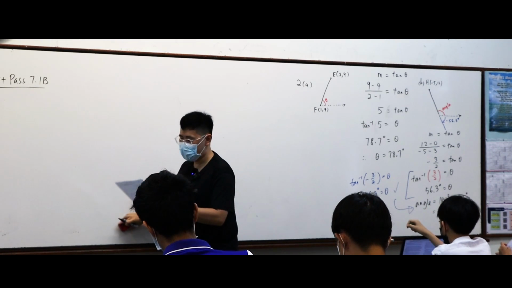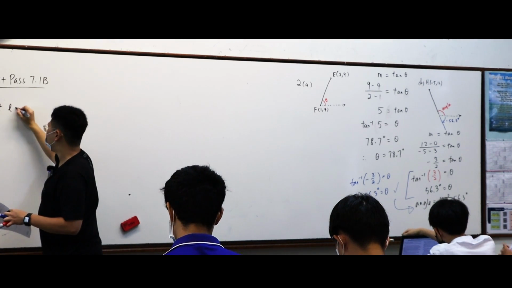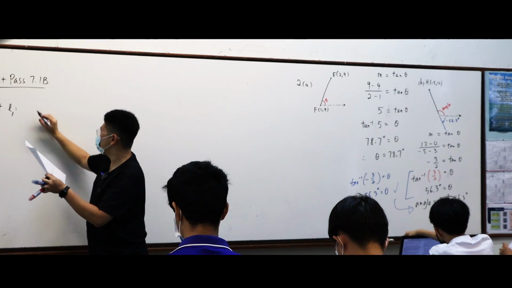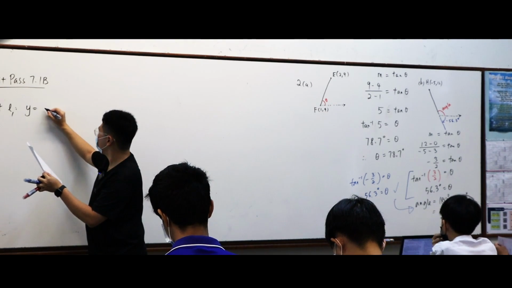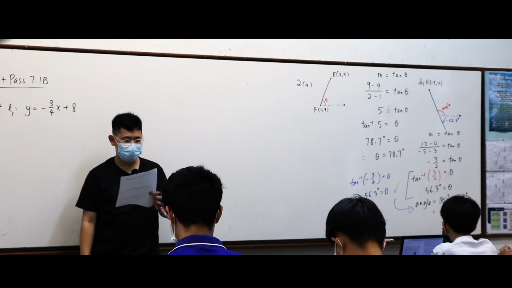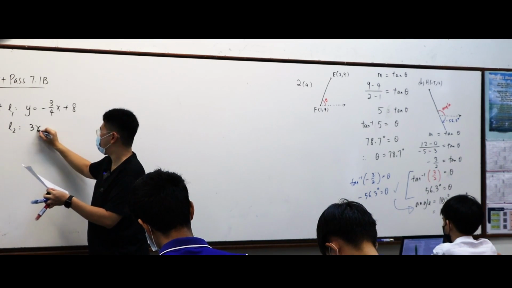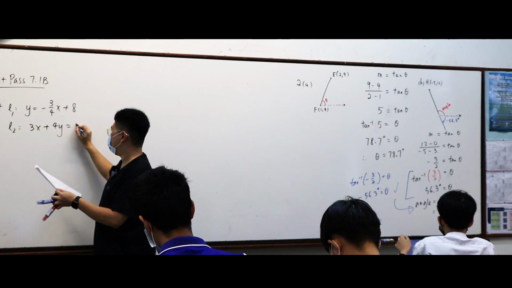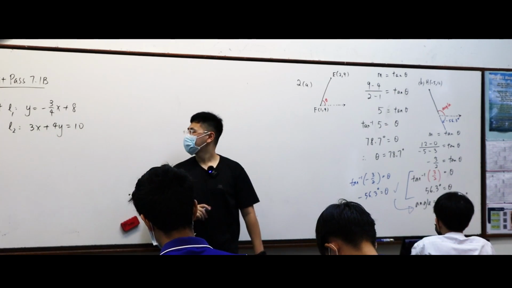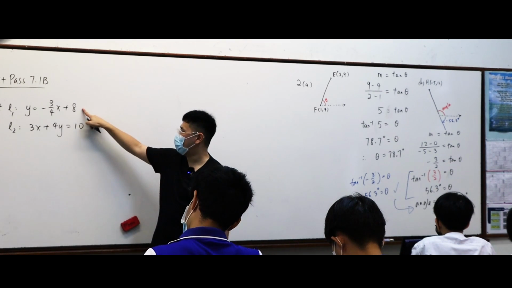Show that the two lines are parallel to each other. So you let line 1 be this one, y equals negative 3 over 4x plus 8. We do some rearrangement. We let line 2 be this one, 3x plus 4y equals 10. So what we do is we need to find the gradient for the first one and the second one.